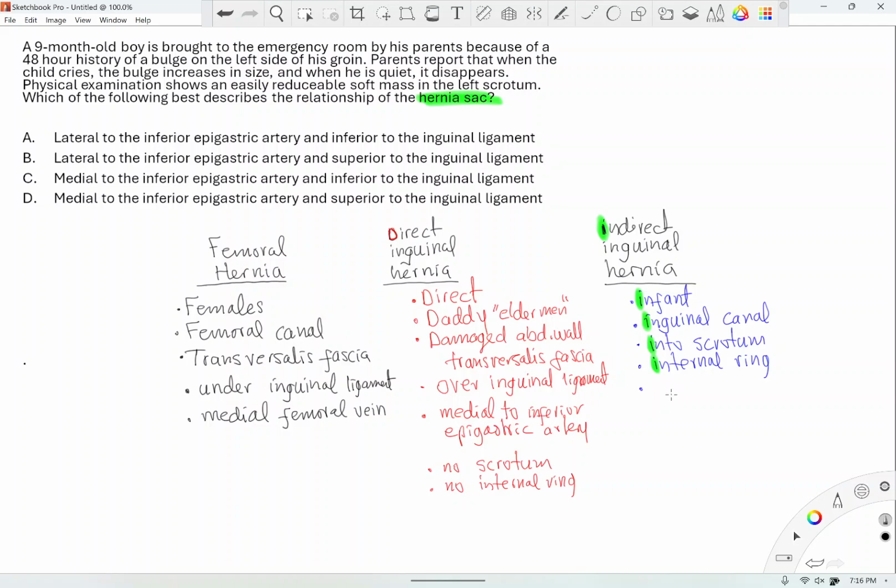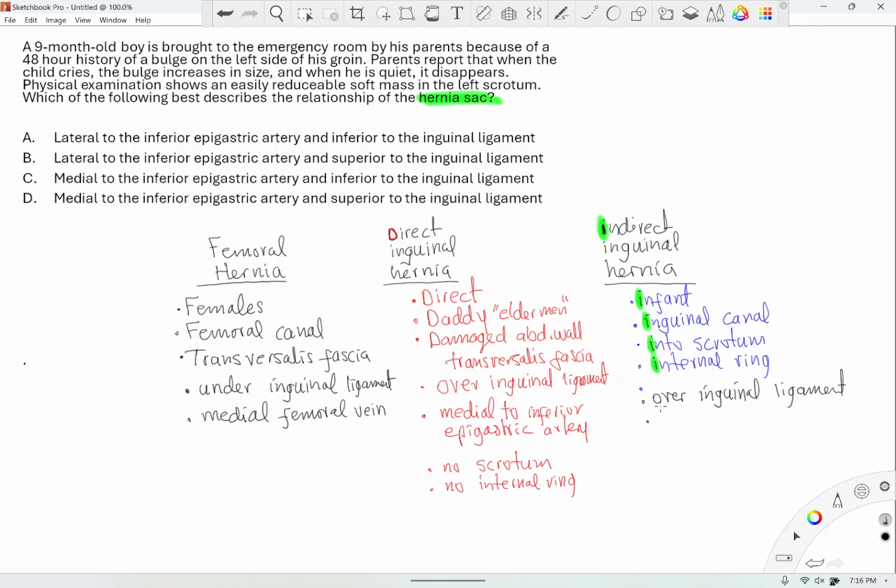What else do we have? It always goes over the inguinal ligament. So that's by definition. If you want to differentiate between femoral and inguinal hernia, femoral always goes under the inguinal ligament, whereas inguinal hernia always goes over the inguinal ligament. So immediately you can differentiate between the two. And then if you want to know the difference between direct and indirect, they're both inguinal hernia. Indirect in infant, direct in daddy or elderly.